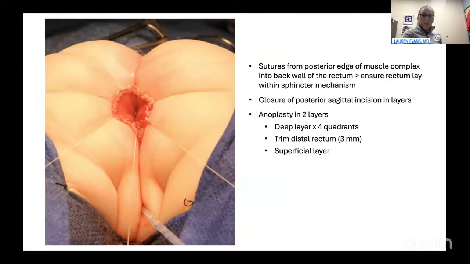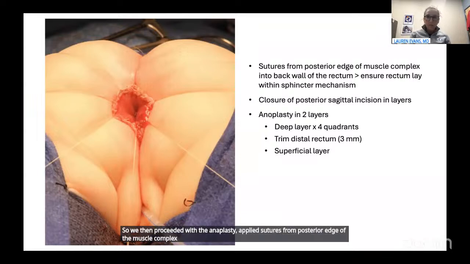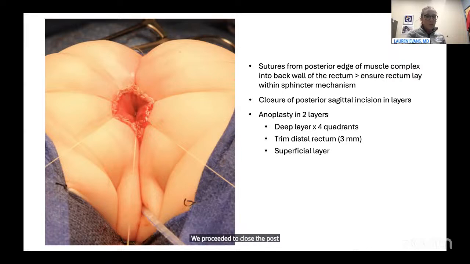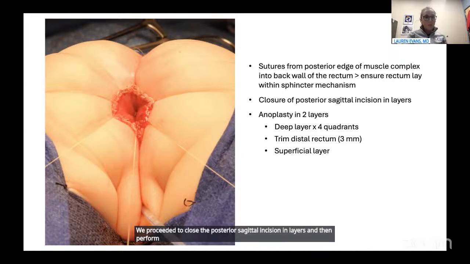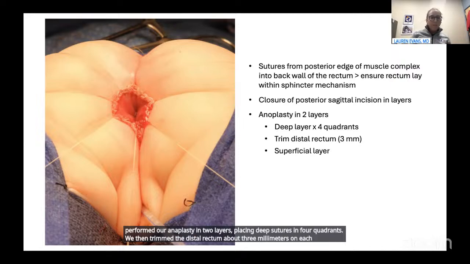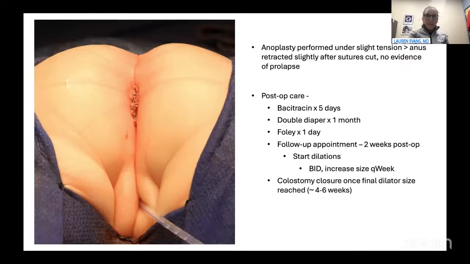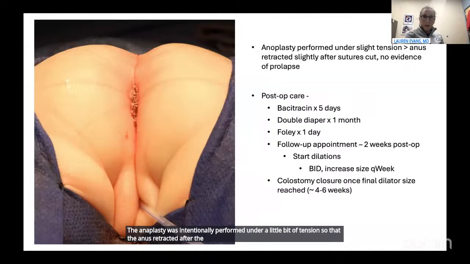So we then proceeded with the anoplasty, applied sutures from the posterior edge of the muscle complex into the back wall of the rectum to ensure that the rectum lay within the sphincter mechanism that we had marked out. We proceeded to close the posterior sagittal incision in layers and then performed our anoplasty in 2 layers, placing deep sutures in 4 quadrants. We then trimmed the distal rectum about 3 millimeters on each side, and then completed the superficial layers of the anoplasty with 5-0 and 6-0 Vicryls. The anoplasty was intentionally performed under a little bit of tension so that the anus retracted after the sutures were cut, and we had no evidence of prolapse.